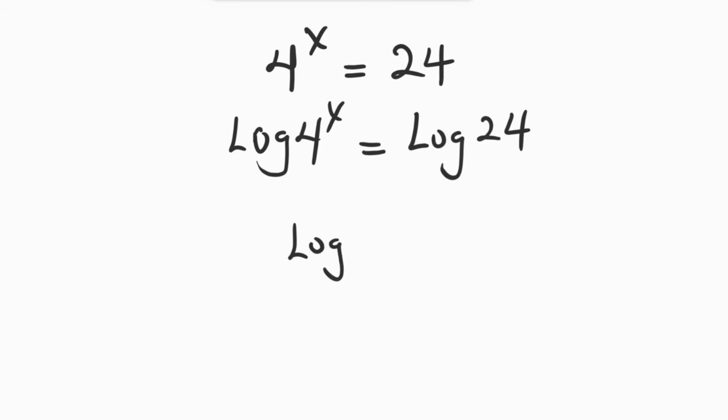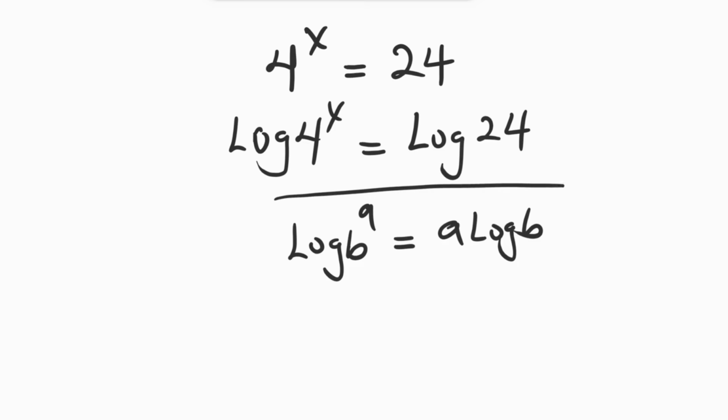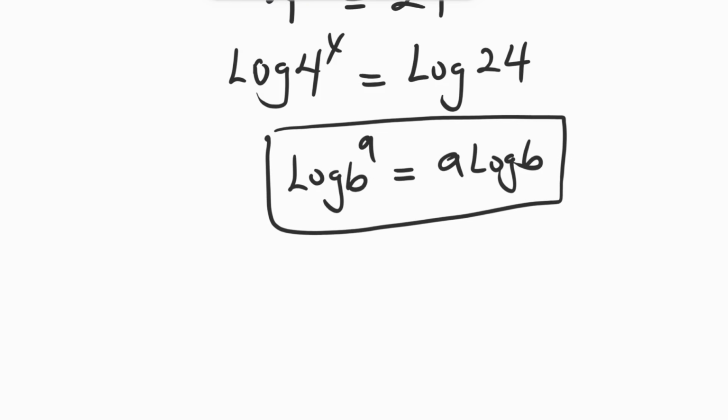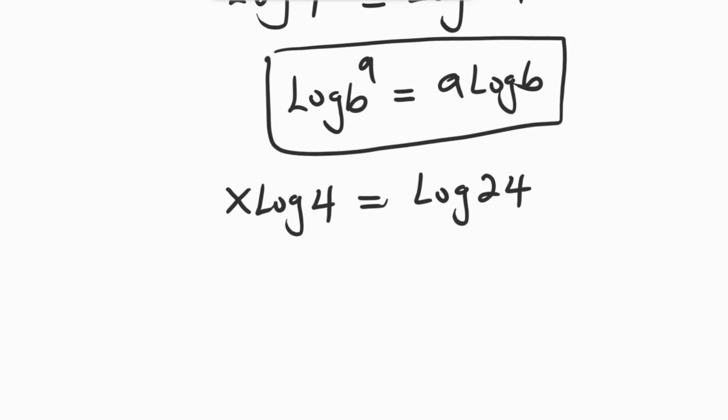And our log rule states that when we have log of b raised to the power a, it is the same thing as a log b. So this applies to the left-hand side of our equation. So the left-hand side now becomes x log 4. And that will be equal to log of 24.